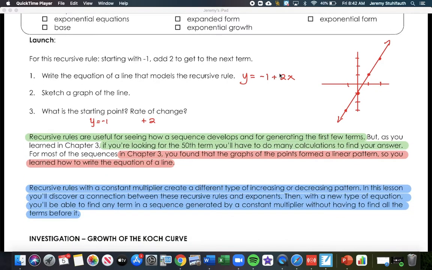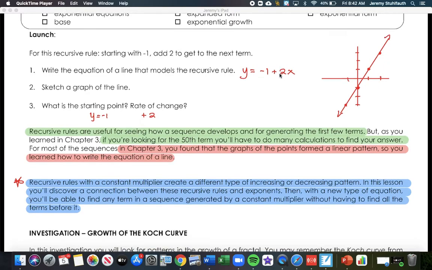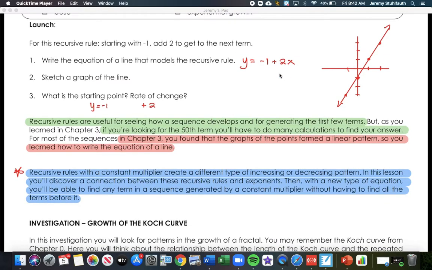However, as we saw in 6.1, recursive rules that use a constant multiplier create a different type of increasing or decreasing pattern. It's not a straight line. It is a curve that is either increasing or decreasing. So we're going to find out the connection between the recursive rules that we have and exponents. Using this connection, we're going to come up with a new type of equation that will allow us to find any term in a sequence generated by a constant multiplier without needing to find all the terms that come before it.